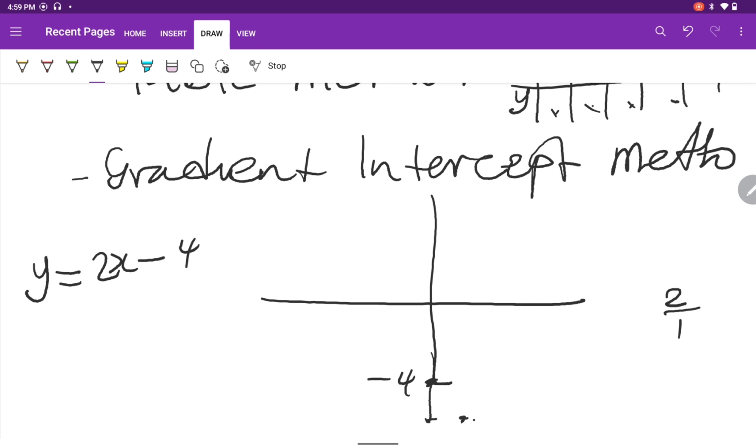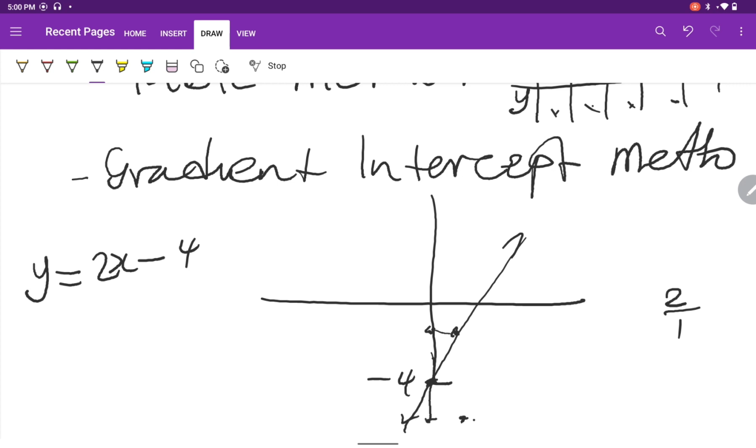So let's see what we have. We go 2 units up, 1, 2, and 1 unit to the right, like that, and then we join this. We have our graph. So that's the gradient intercept method.